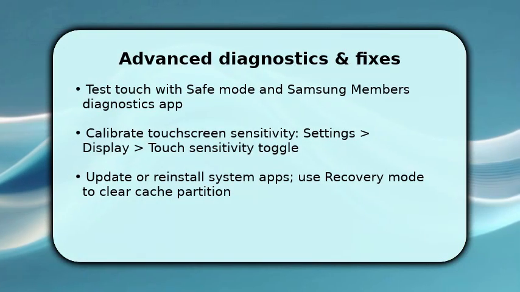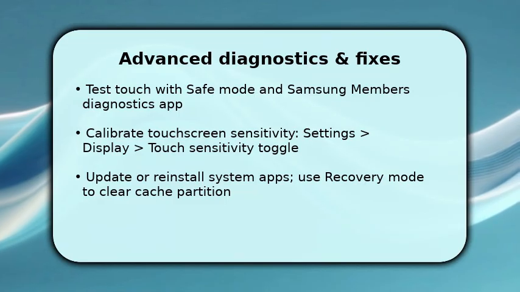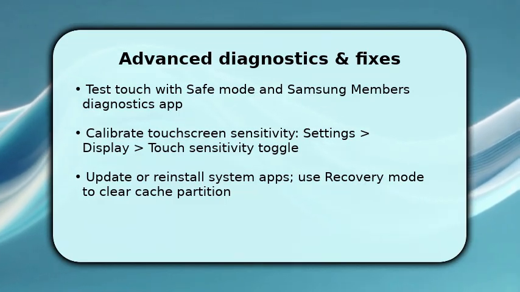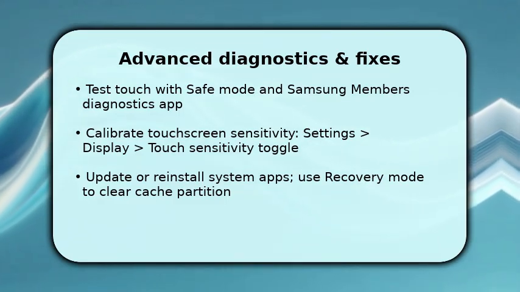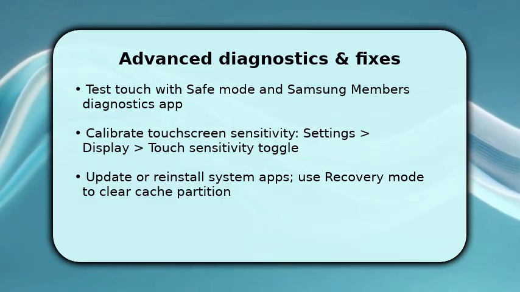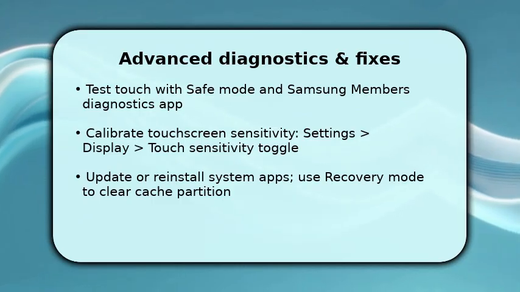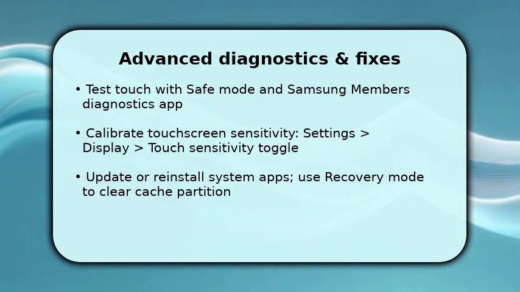With safe mode confirming a software cause, run diagnostics using Samsung Members or built-in tests to map dead zones. If touch is intermittent, toggle touch sensitivity in Settings, Display to adjust for screen protectors. That can restore responsiveness. Make sure your system and apps are updated. Uninstall recent or suspicious apps.